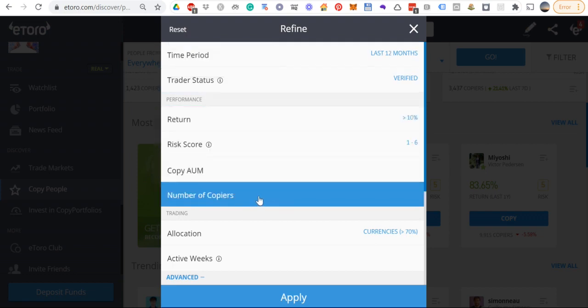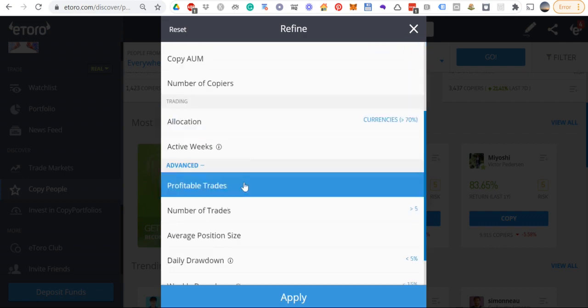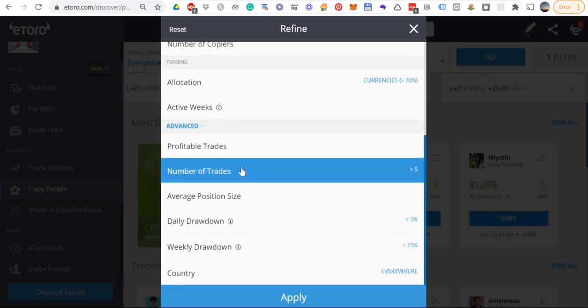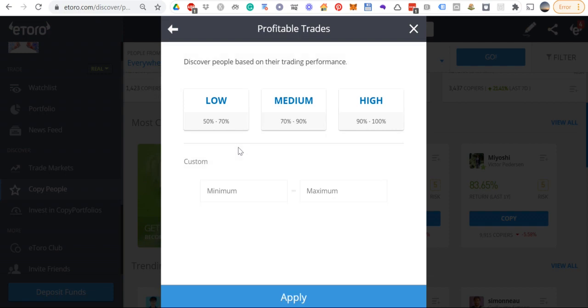And then what else have we got? We've got profitable. Again, the advanced stuff, just leave these as they are. Again, you can experiment with these. Number of profitable trades. If you were looking for just normal stock index investment, you'd want those to be higher than maybe a currency trader.